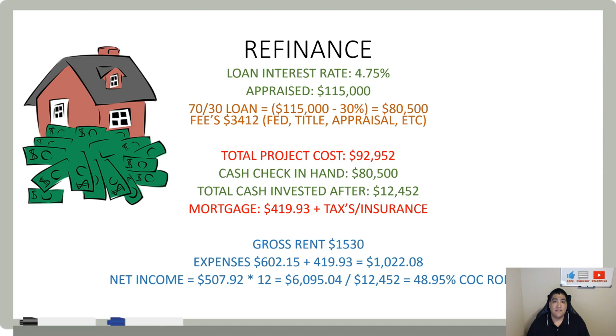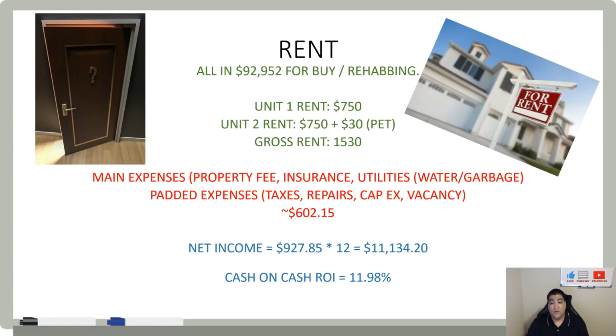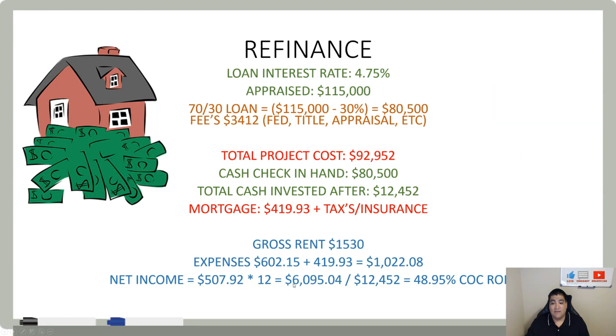So my total expenses, now that I had a mortgage plus my other expenses of $602.15, were $1,022.08. My net income from $1,530 minus $1,022.08 was $507.92 every month. Multiply this by 12, and I get $6,095.04. When I was initially renting this out, my net income was $11,134.20. I halved my net income to now $6,095.